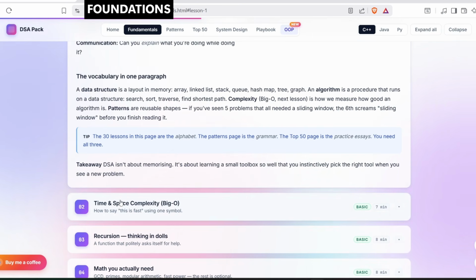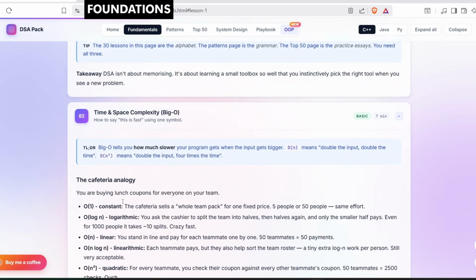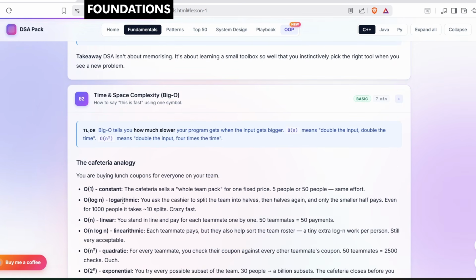Let's have a look at time and space complexity. Big O tells you how much slower your program gets when the input gets bigger. Because while testing, you may see 10, 100 items and you will test. But if it is 1,000, lakhs, crores, how will you test? So the n value also increases. So big O tells you how much slower your program gets when the input gets bigger.